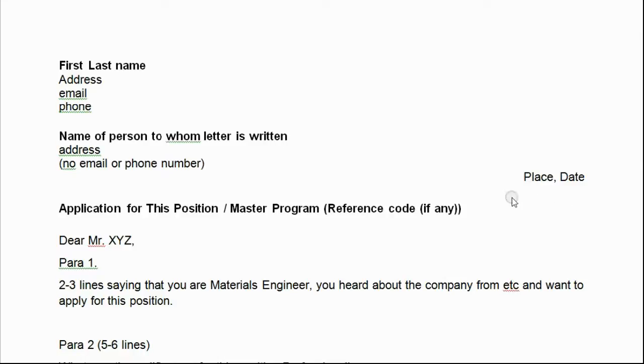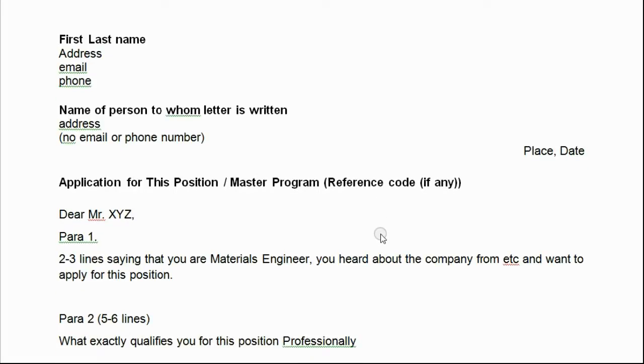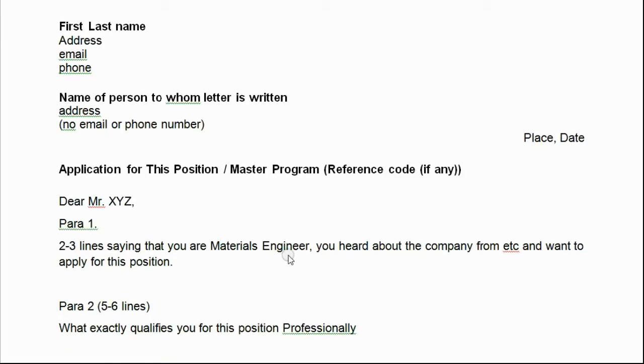On the right hand side, you have the place where you are writing the letter, so your place and the date. And then comes the subject, application for this position or the master program, and in case of jobs, normally there is a reference code or job ID, which you should mention here. So it's actually the same statement that you also had on your Deckblatt. In my CV video you can see what it is.